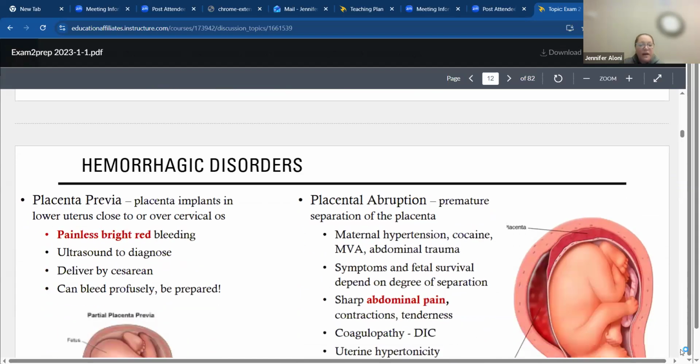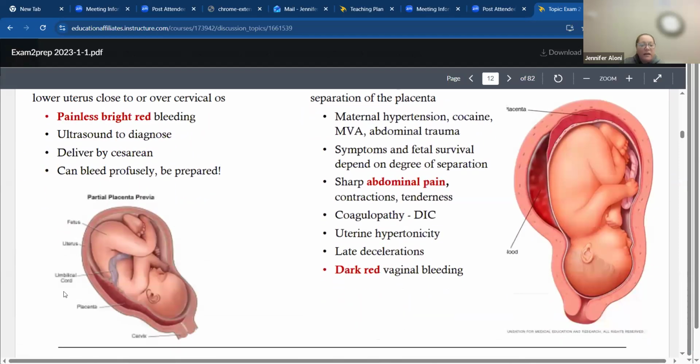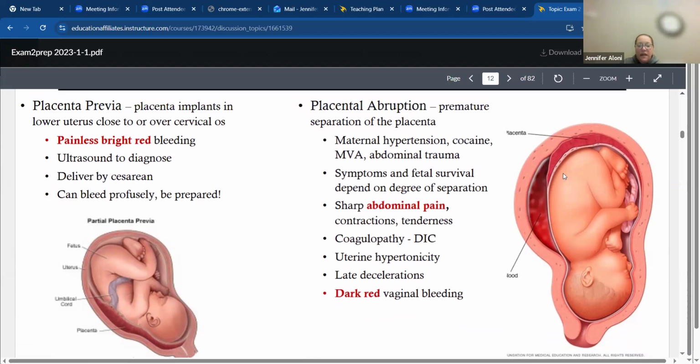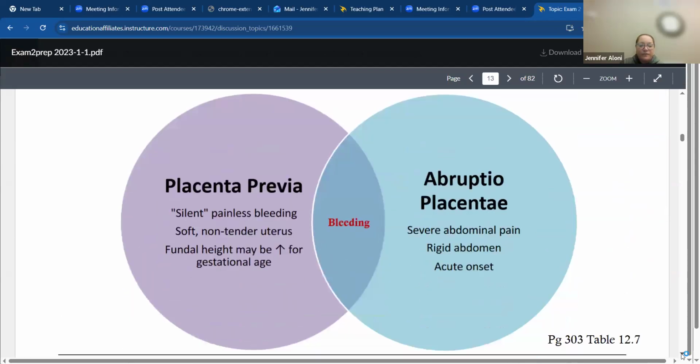We have placenta previa, which is going to be when the placenta is on the lower part of the cervical os or close to it. Painless bright red bleeding, so we're going to deliver quickly by C-section. Spontaneous separation of the placenta is an emergency, really. You're going to have sharp abdominal pain, dark red vaginal bleeding, baby's not getting the oxygenation that it needs.